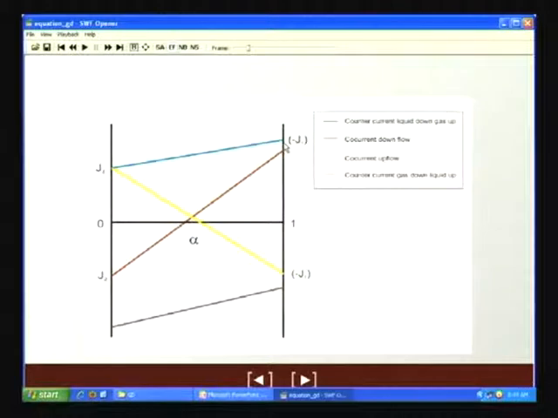Do you agree with me? Achha, another counter current: gas down, liquid up. Gas down means J2 is negative, liquid up, J1 is positive, so minus J1 is negative. Therefore, this violet color line lies in the fourth quadrant. Do you get my point?